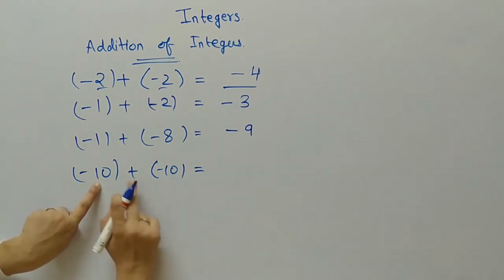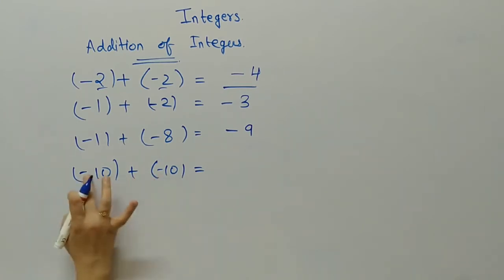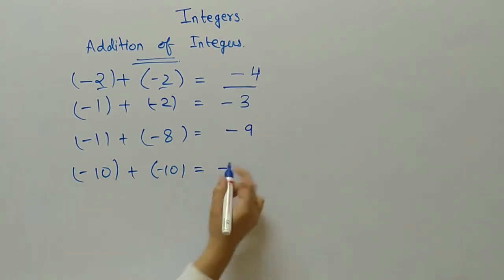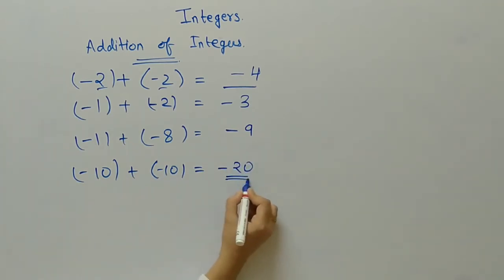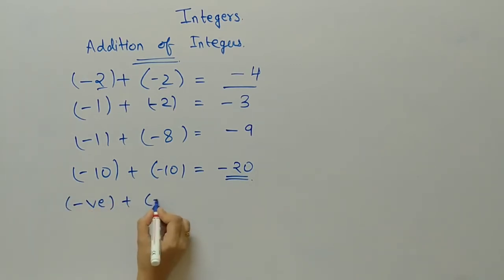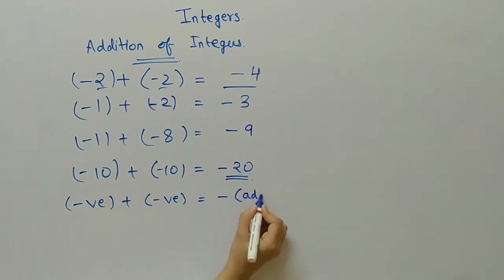-10 plus -10. The sign of both the integers is negative, so the answer will be negative. We will add 10 plus 10, which is equal to -20. So when both the integers are negative, negative plus negative will give a negative integer, and we will do normal addition.